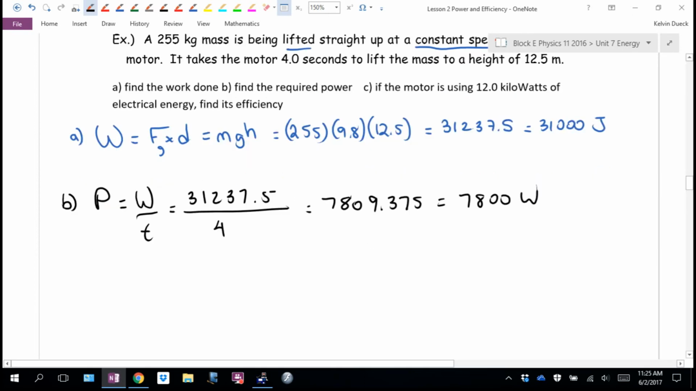Cool. Luke, what's C want me to find? So efficiency is going to be power out divided by power in. It's going to be the smaller number divided by the bigger number. How much power are we getting out? Power is measured in watts. Okay. How much power are we putting in? Can you read part C to me? 12 kilowatts. I got to change that to watts. 12 kilowatts is how many watts?